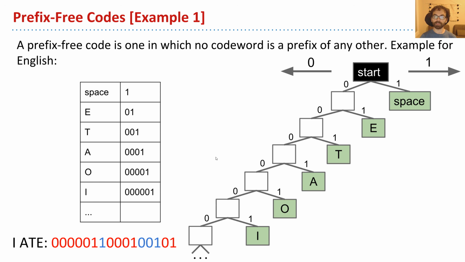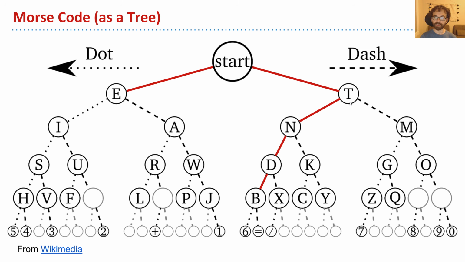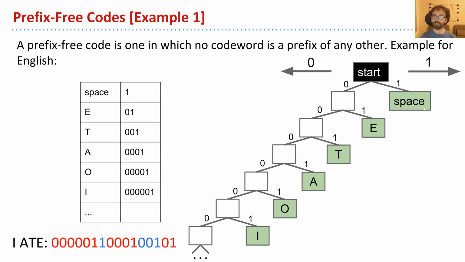If we look at our tree of characters, we'll notice that no character is ever a prefix of another. Whereas before, M was a prefix of G, here all of the characters are in leaves, so we never have any ambiguity. For example, the string "I ATE", which is I, space, A, T, E, would be 000001 for I, a 1 for space, A would be 0001, T would be 001, and finally E would be 01.